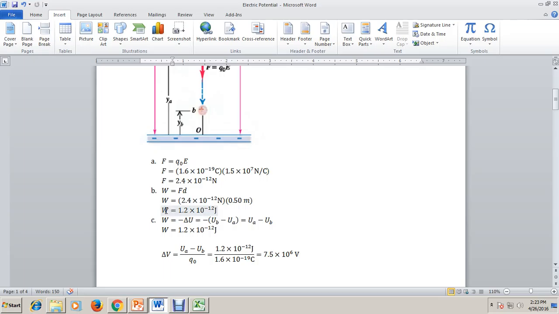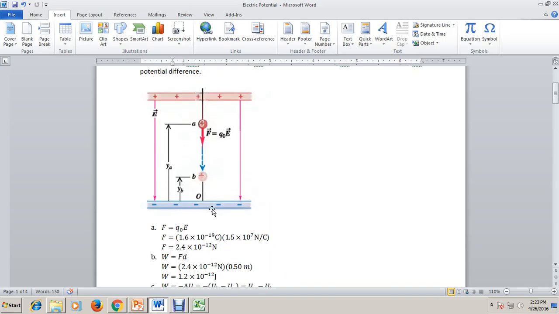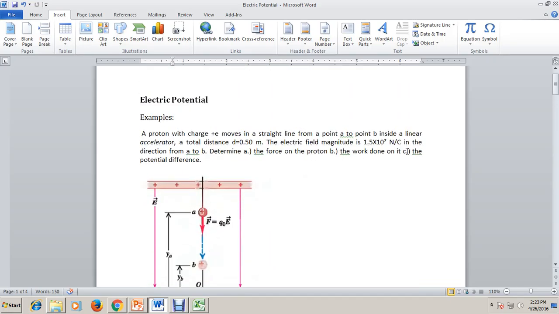Remember your unit for work. The unit for work is the unit for energy, which is the joules, spelled J-O-U-L-E-S. Okay, so next in our problem, we are asked to get the potential difference.